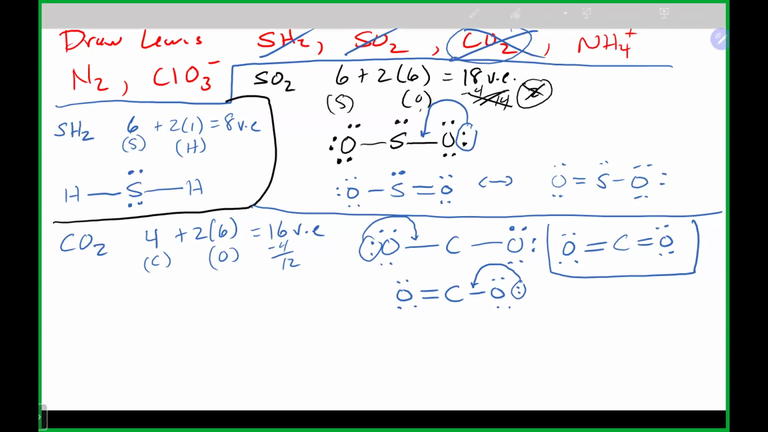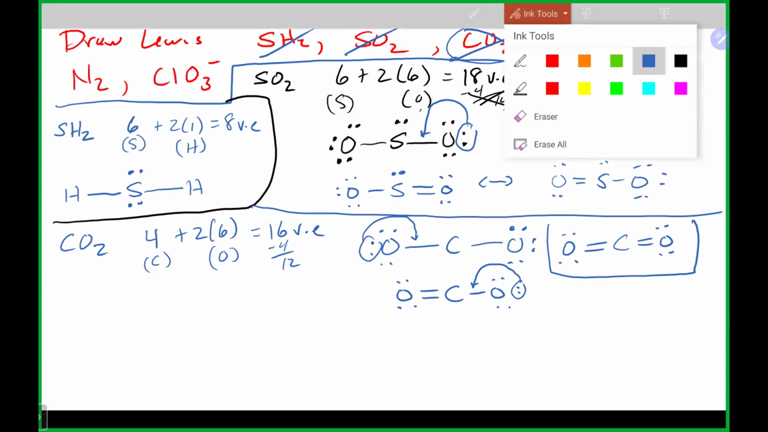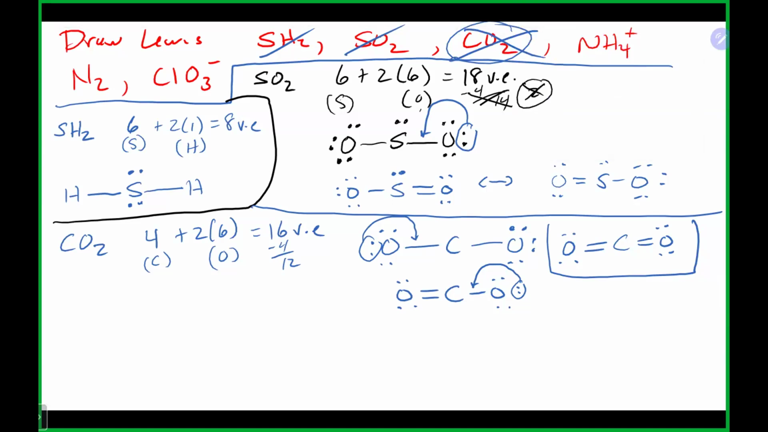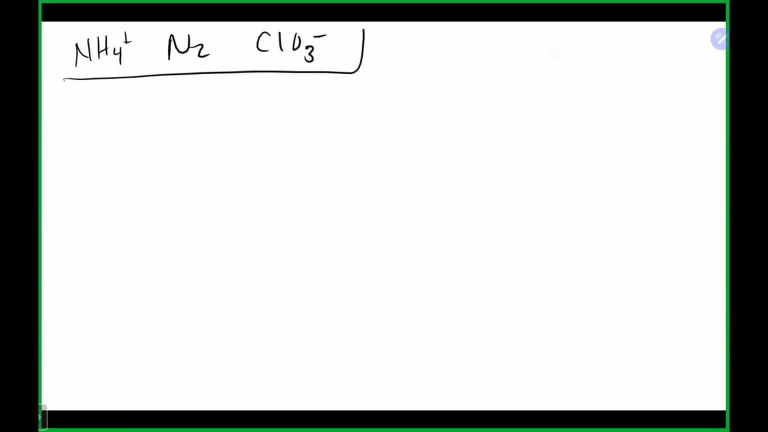Now we have ammonium, which is NH4 plus. So we'll do that one. I'll flip a page here. So we have NH4 plus, N2, and ClO3 minus. All right, so looking at NH4 plus here, nitrogen is 5. There are 4 hydrogens, each at 1, which is 4. This plus charge means that it has lost electrons.